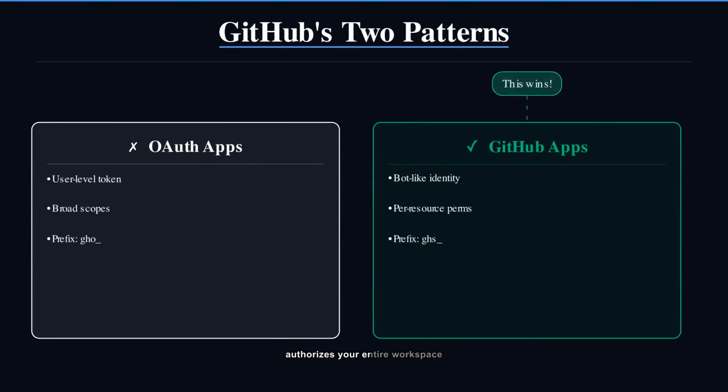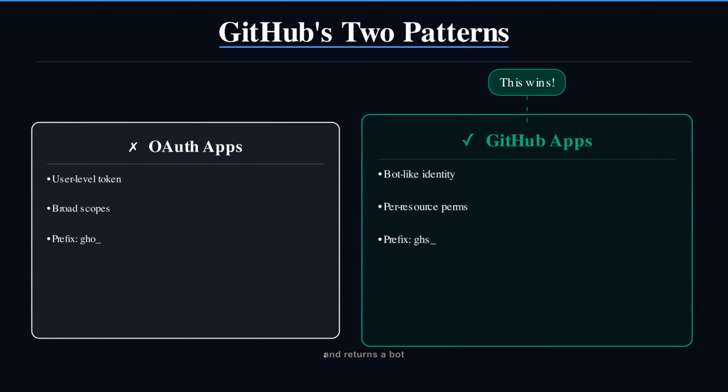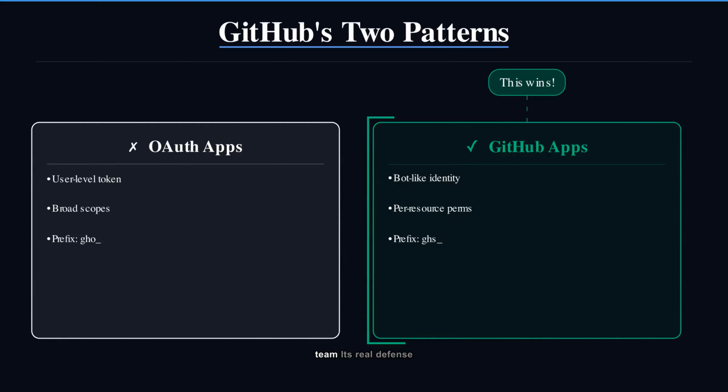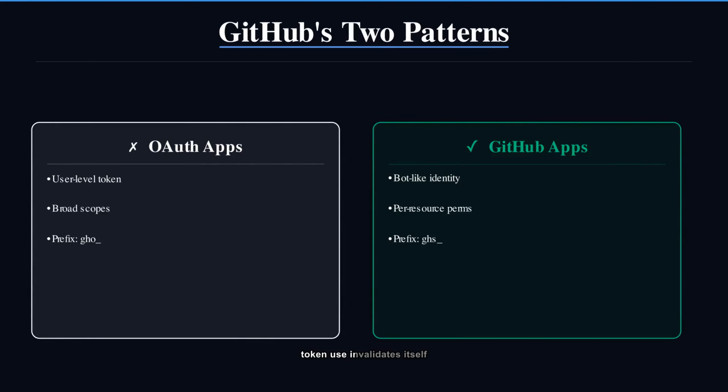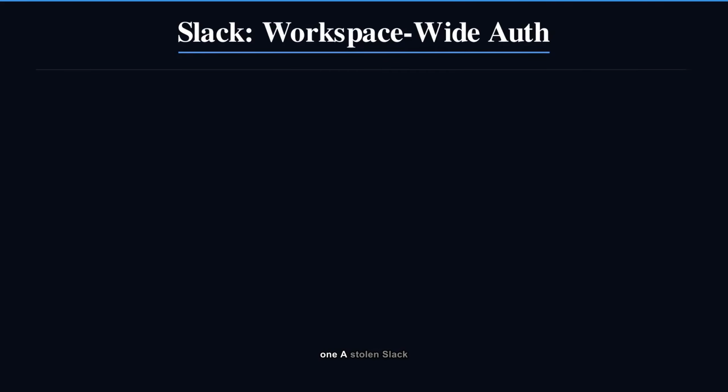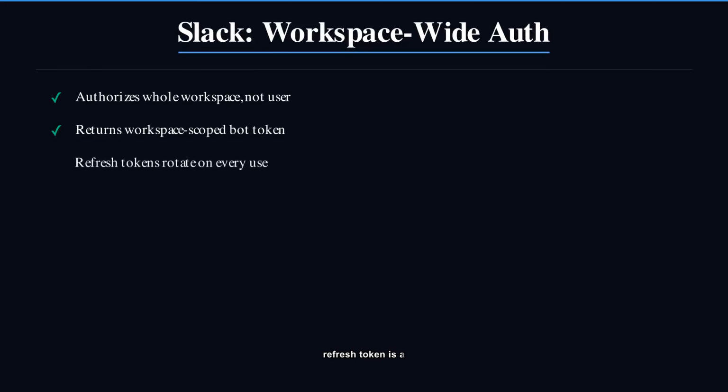Slack's OAuth authorizes your entire workspace, not just your account, and returns a bot token scoped to that team. Its real defense is rotation. Every refresh token used invalidates itself and issues a new one. A stolen Slack refresh token is a one-time use grenade with the pin already pulled.